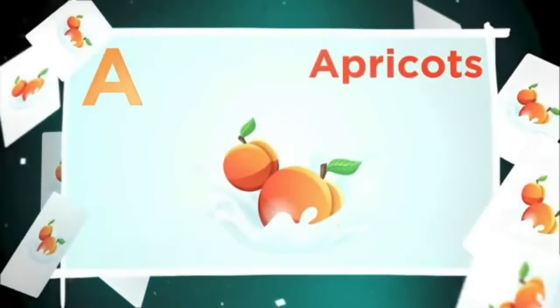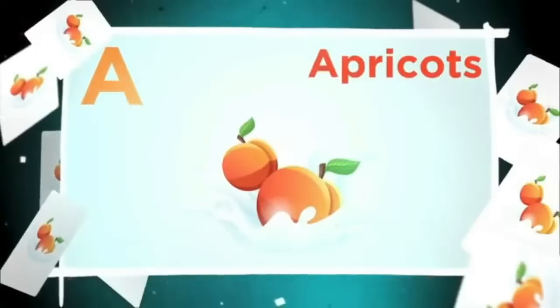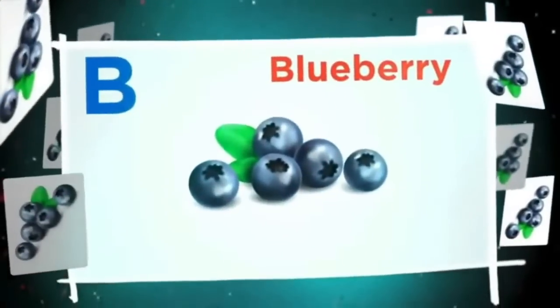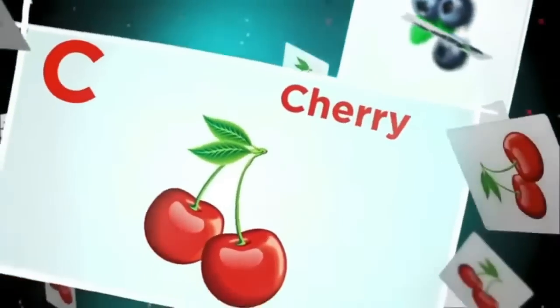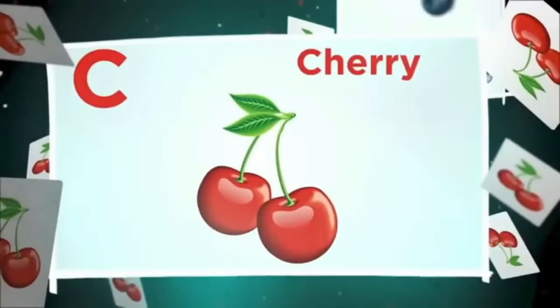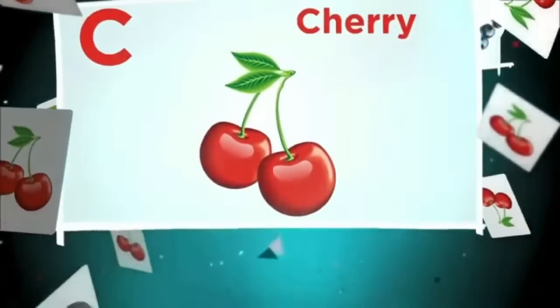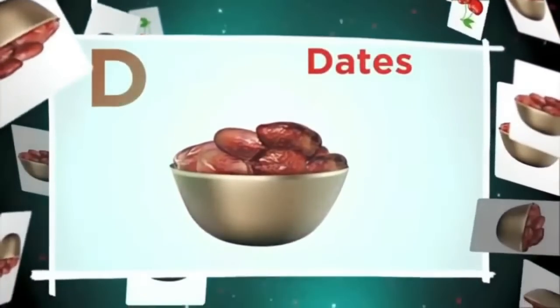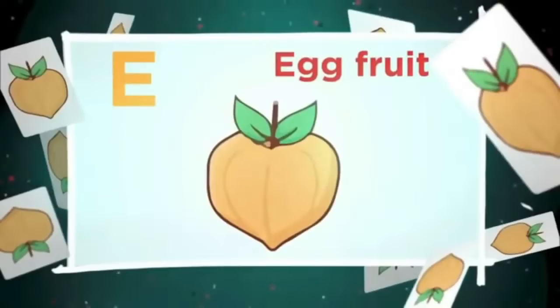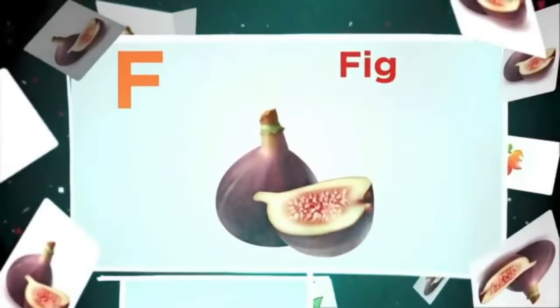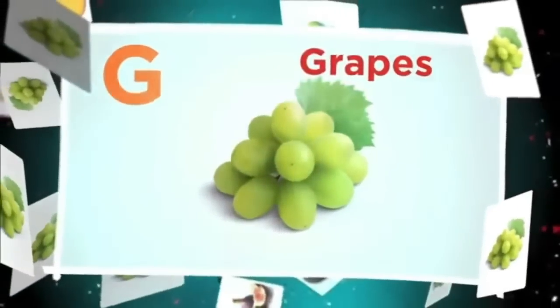A is for apricots. B is for blueberries. C is for cherries. D is for dates. E is for eggfruit. F is for fig. G is for grapes.